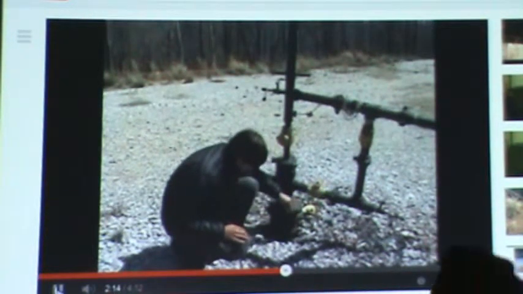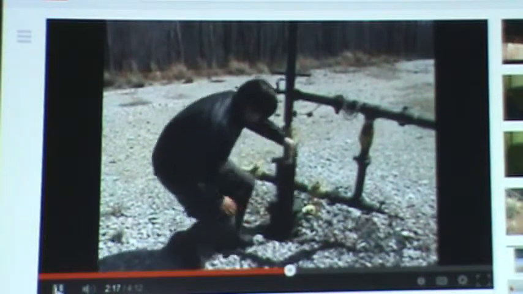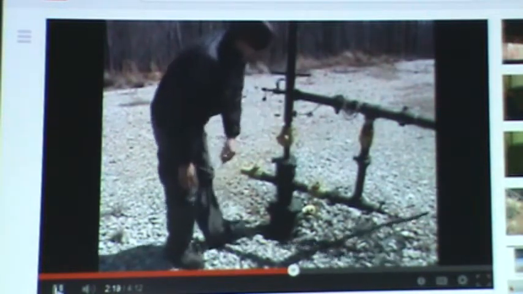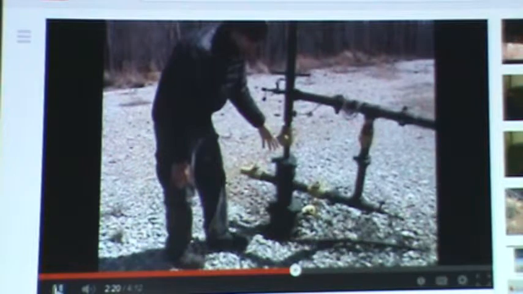What they're supposed to do is pump cement down in, and then it's supposed to come back up to the surface. But because of the small number of inspectors, they're not able to get out there to check these things.